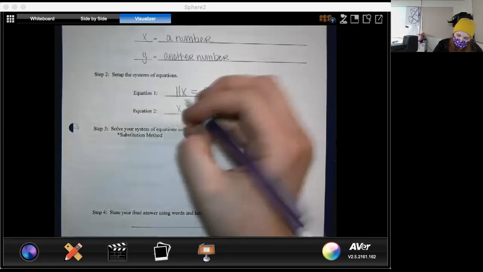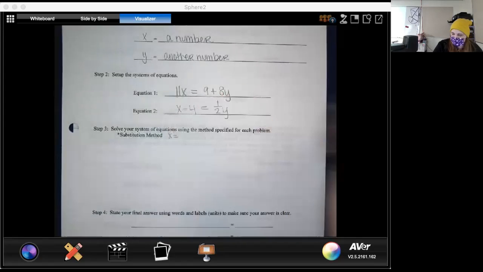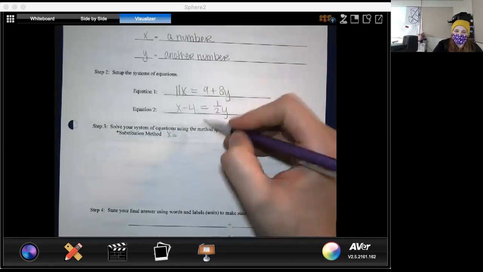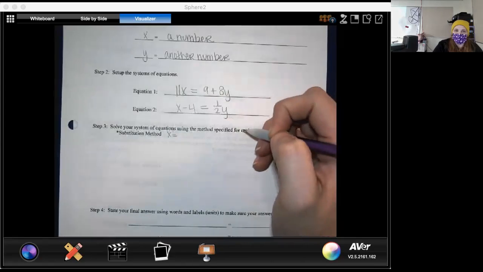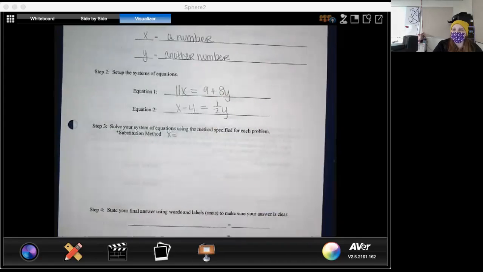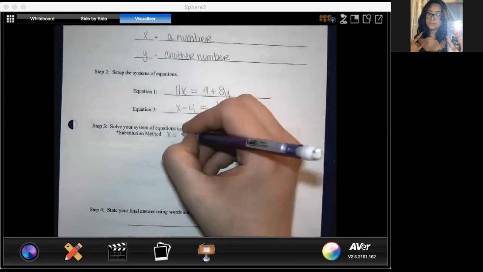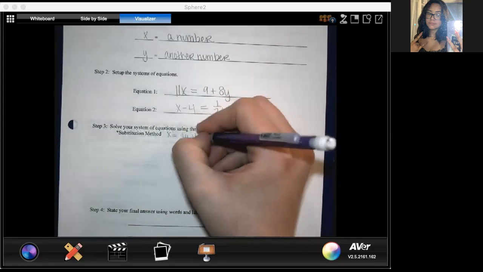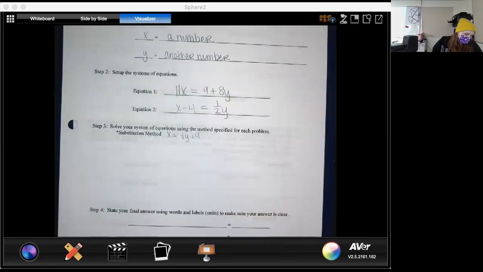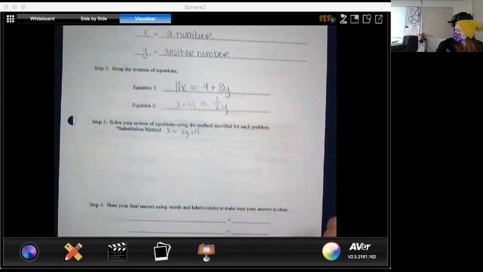So what would x equal? How would I isolate x? x would equal 1/2 y plus 4. Someone typed it in there as well, and I believe you said it. It was just so quiet that I was like, what did you say? All right, 1/2 y plus 4.